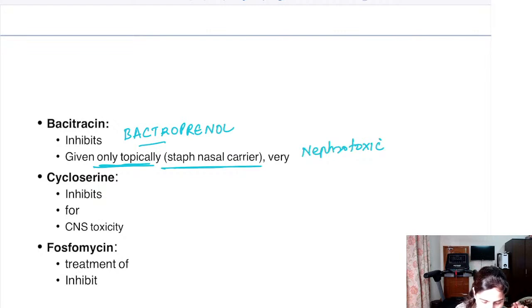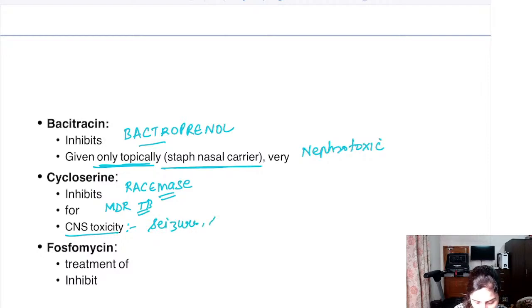Cycloserine we have done, that inhibits the enzyme racemase, right? And it is given for MDR, multi-drug resistant tuberculosis, and it has a tendency to cause CNS toxicity. So it can be in the form of seizures. Even patients can develop suicide tendency with this drug. Headaches and all that is there, but the more grave ones are seizures and suicide tendency.